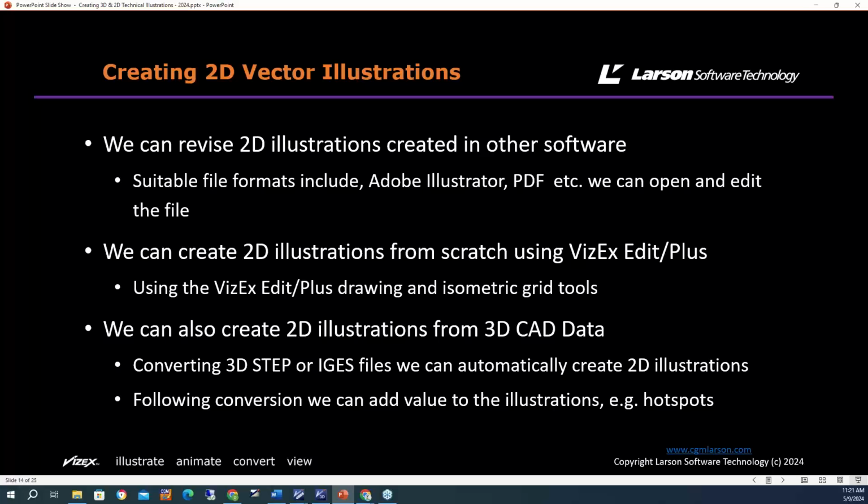This would probably be more prevalent on new projects nowadays because a lot of the information is in the CAD system. So with that, we would take, say, a STEP or an IGES file, which we'll talk about briefly in a minute, and create a 2D illustration from it. And then add value again with callouts and so forth.